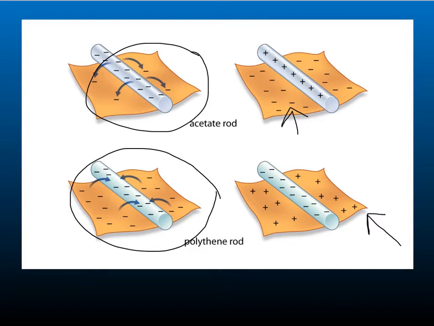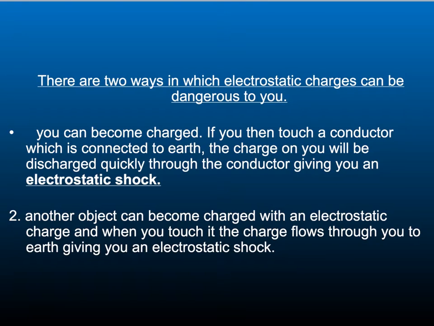This can only happen with insulating materials as there is nothing to conduct the charge away. Conductors, like metals, allow charge to move freely. Insulators, however, like the polythene rod, allow the charge to build up. This can be dangerous and result in an electrostatic shock.